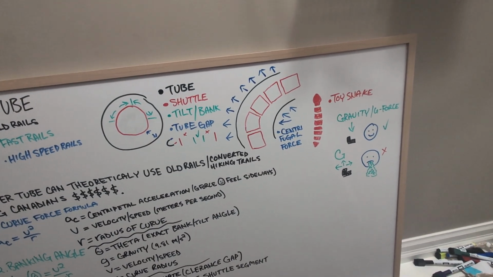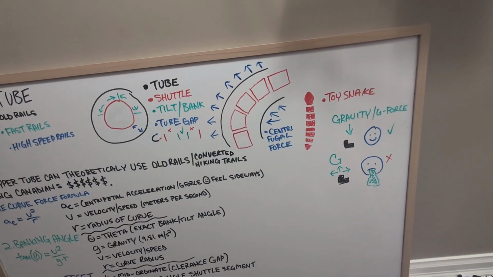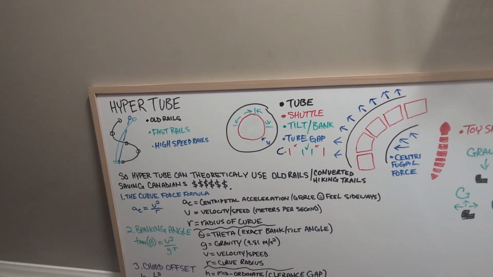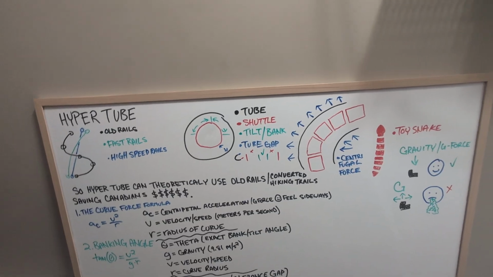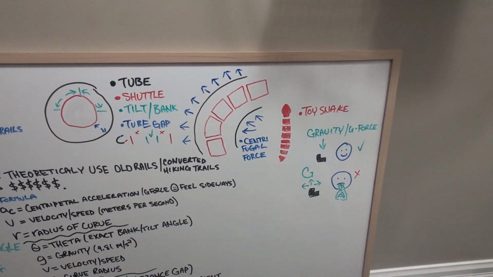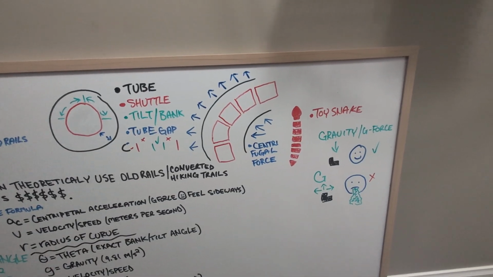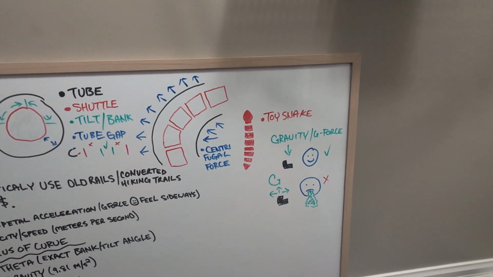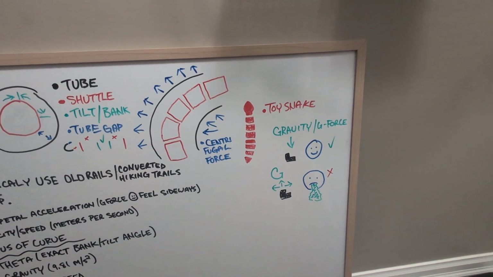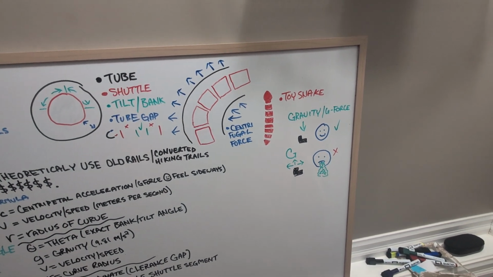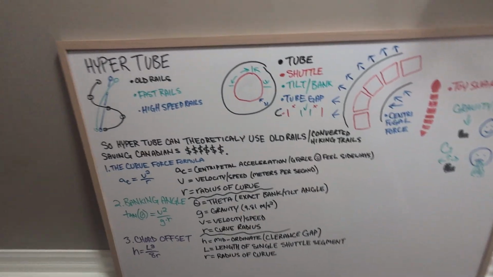Because we're not technically needing to be on rails anymore, we have to be careful with the tilt and the bank when going into the curves. So we want gravity to be going down on us into the seat. We don't want it going any other direction that is not down. We get motion sickness if it does that.